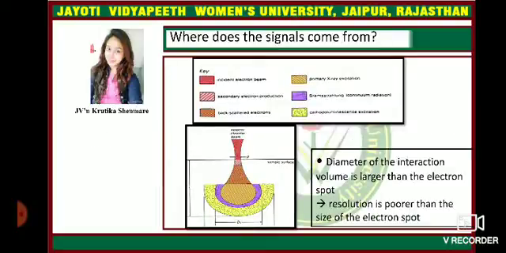So where do these signals come from? There is the incident electron beam and the secondary electron production. So these are the different phases from which the signals can come, such as backscattered electrons, primary X-ray excitation, and cathode luminescence excitation. The diameter of the interaction volume is larger than the electron spot.